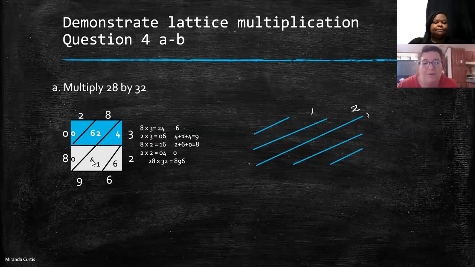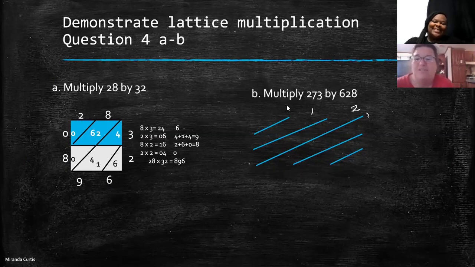And what's really cool is if you go around your square, it's going to give you your number, which is 896. You can also do the short way and just multiply it times itself without doing that, but who wouldn't want to use a lattice square? Right. So our problem in our B is multiply 273 by 628.